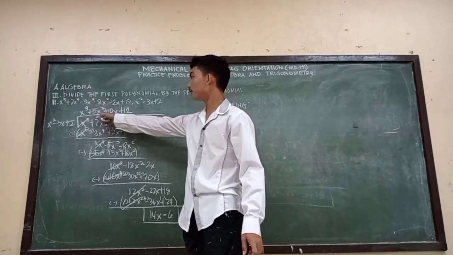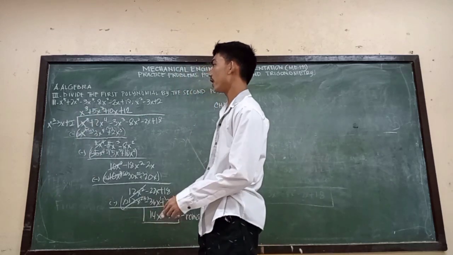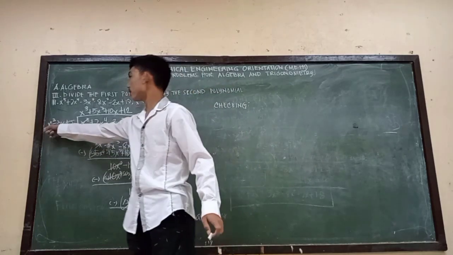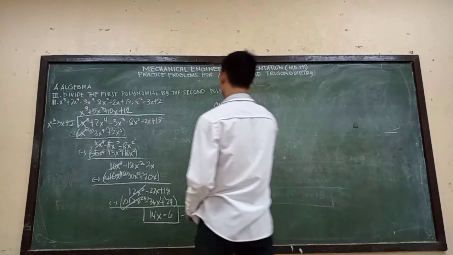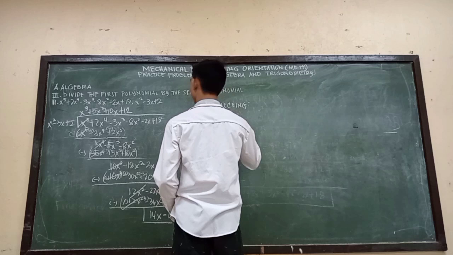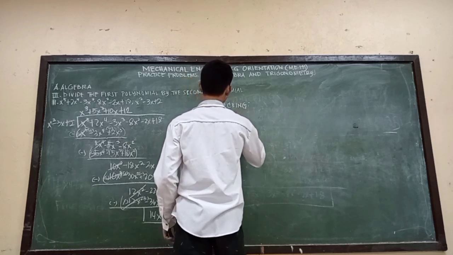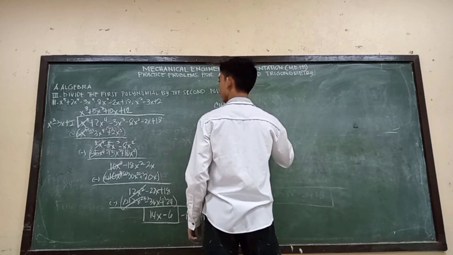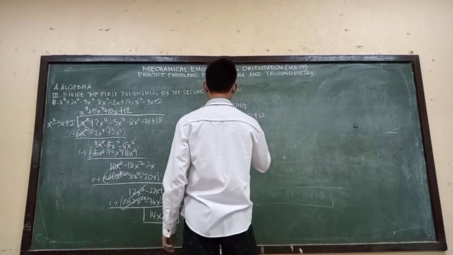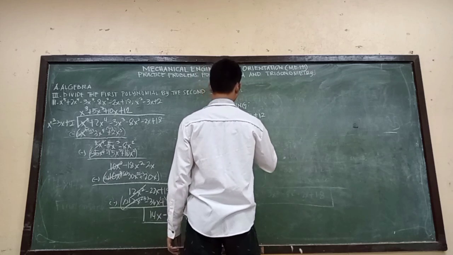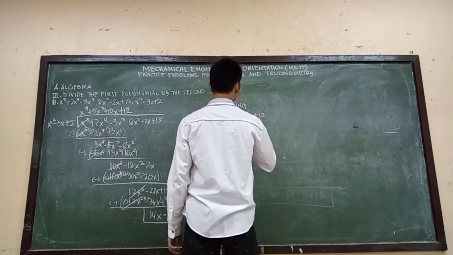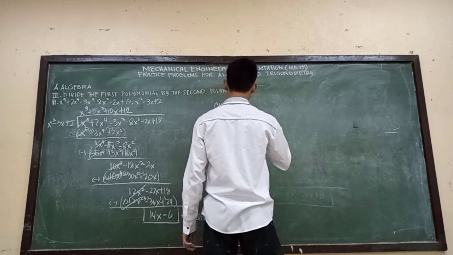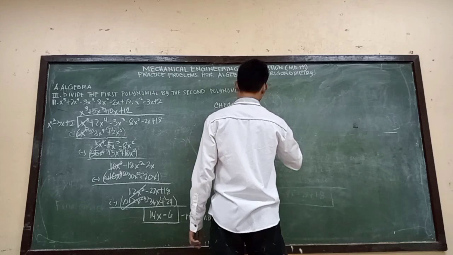We will multiply x cubed plus 5x squared plus 10x plus 12 with x squared minus 3x plus 2.